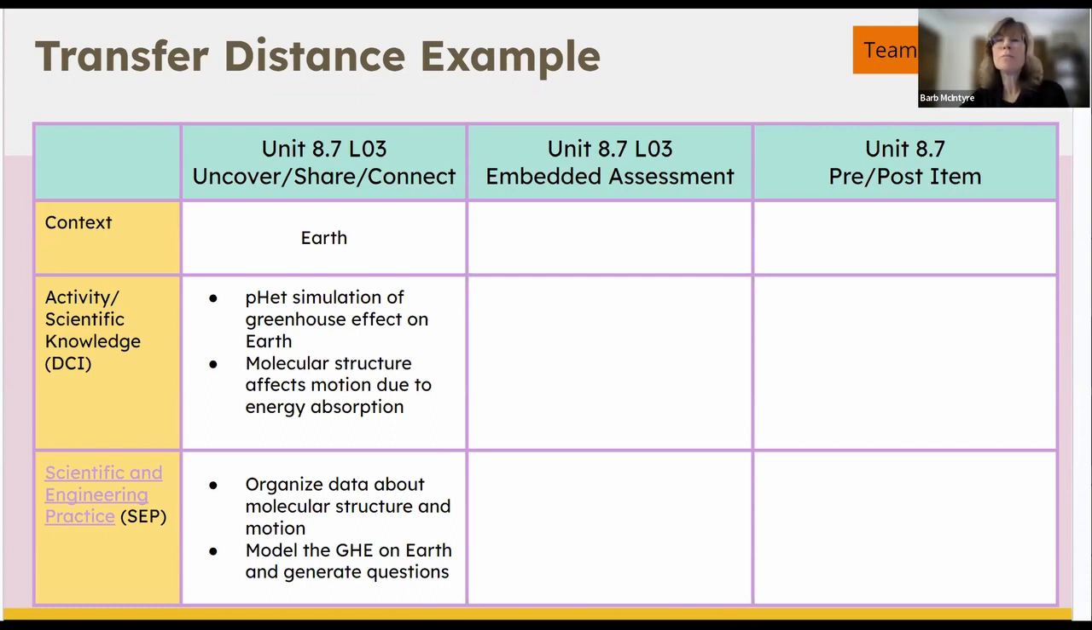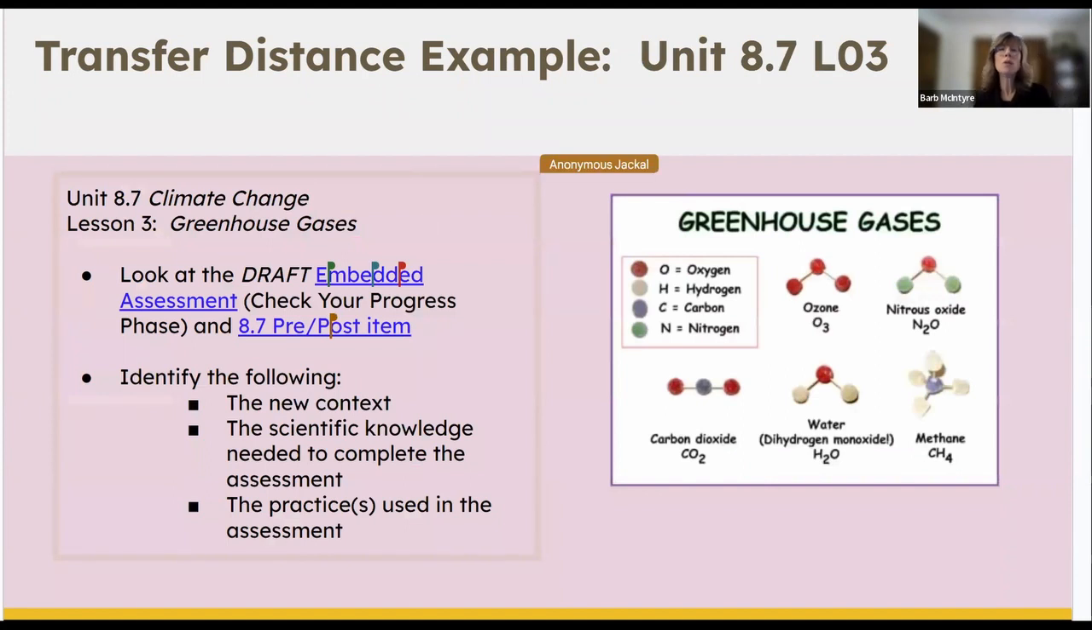We'd like you to look at the embedded assessment and the pre-post item. We'd like you to identify the context, identify what they will need to know. What is the DCI knowledge that is needed in order to complete those? And then what scientific and engineering practices will they need? So this is a little work for you so that you're ready to help your students see how all of these things are connected. And a little later, we've got something that you can use with your students to help them see those connections.